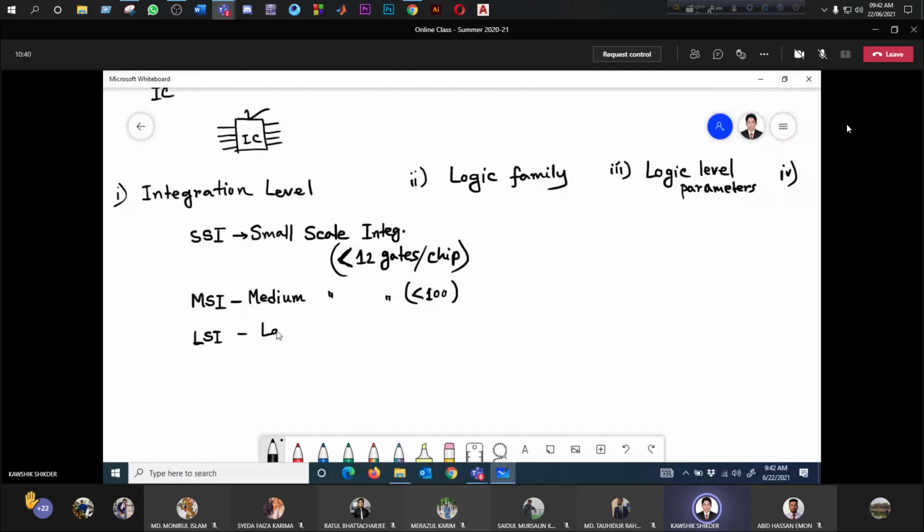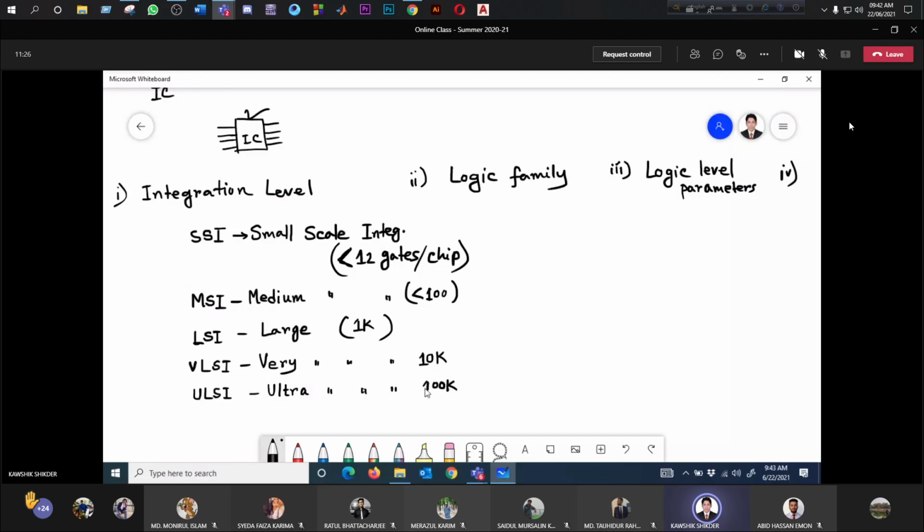For large scale integration, the number of gates is 1K. 1K means 1000. Then VLSI. VLSI stands for very large scale integration. The number of gates is 10K, that means 10,000. ULSI: V for very large, U for ultra, so ultra large scale integration, where the number of gates is 100K.